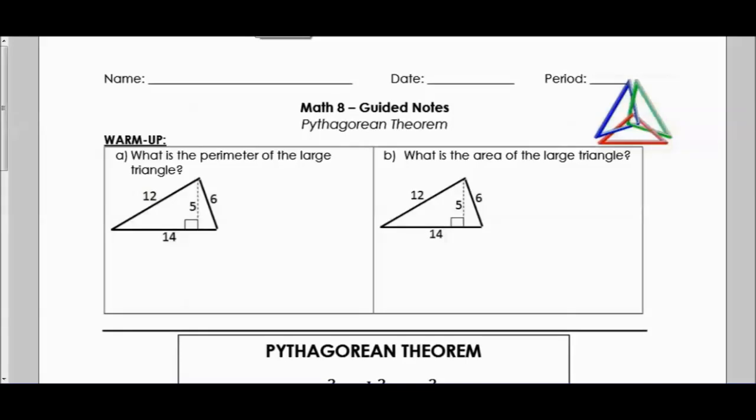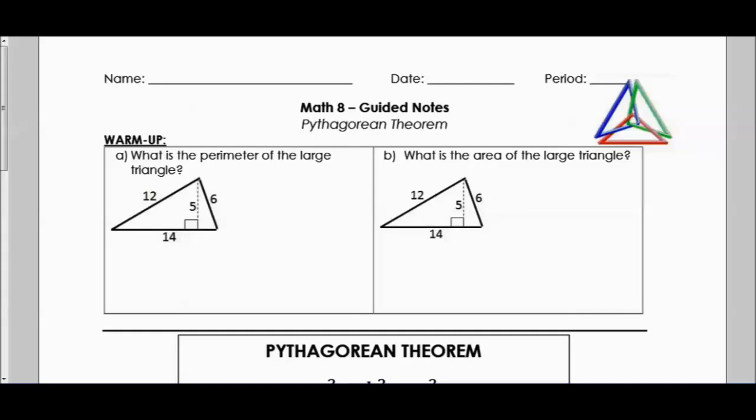Alright, so here we're going to be talking about the Pythagorean theorem. The Pythagorean theorem is used to find the missing side of a right triangle. So we're going to be given two sides, and then you need to find the third side using the Pythagorean theorem. Before we get into that, we're going to talk about the distinction between area, perimeter, and Pythagorean theorem.